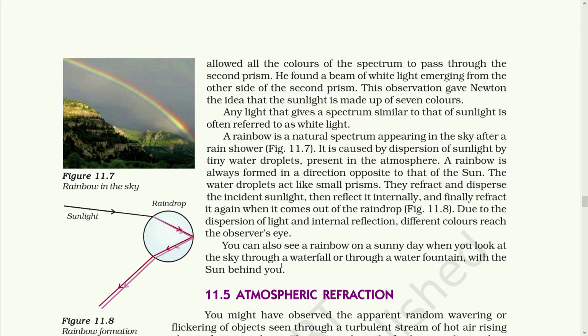A rainbow is always formed in the direction opposite to that of the sun. And that means the rainbow can only be seen in two directions naturally, that is east and west. If it is morning, you may probably be able to see a rainbow in the west, but during evening, the possibility is that the rainbow is formed in the east.